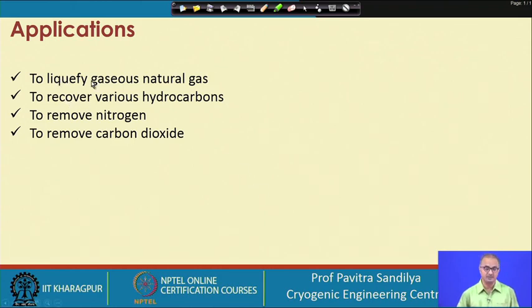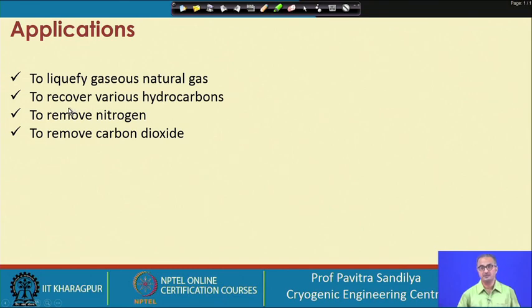We have learnt already that, for example, if we want to store natural gas, there are various ways of storing it. For example, we can compress it, or we can liquefy it. When we liquefy natural gas, for a given mass, we occupy the least volume. So liquefaction of natural gas is one of the very important ways of storing natural gas. That is why we need these techniques of liquefaction and refrigeration to liquefy the gaseous natural gas.